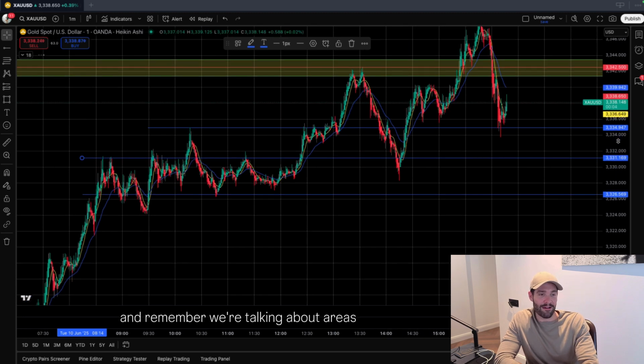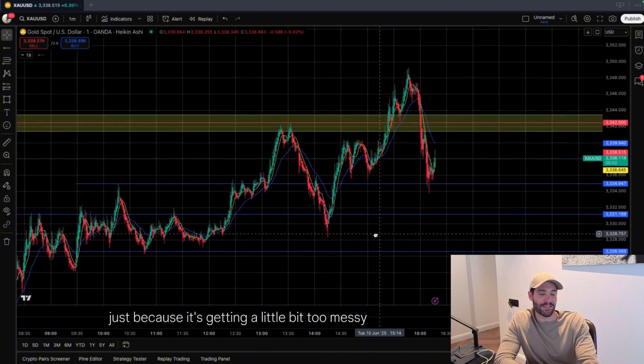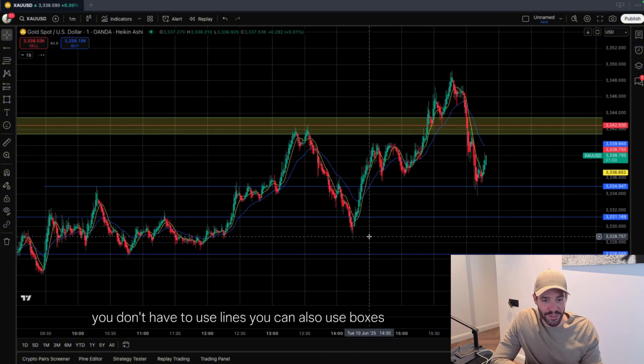And remember, we're talking about areas, and I'm putting lines because it's getting a little bit too messy, but you don't have to use lines. You can also use boxes.